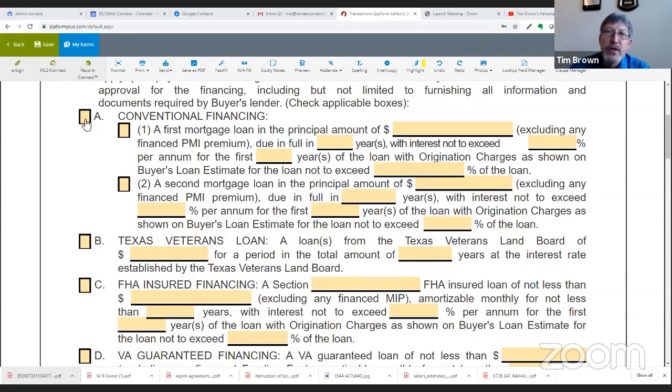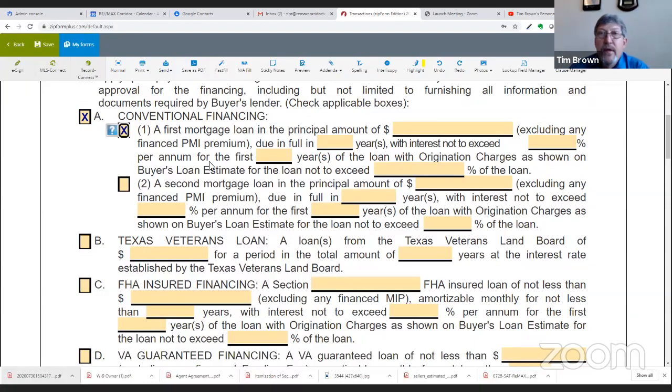So if you're going to choose conventional, you're always going to have a first mortgage, right? And in the principal amount of, on the first page of the contract, you're going to have a certain amount of money down that's going to be paid cash, and the rest is the loan. This is what you put in. This is the financed amount, excluding any PMIs, etc. Due in full in X number of years. Generally, it's 30 years or possibly 15, but some people may get loans for who knows, a 20-year loan.